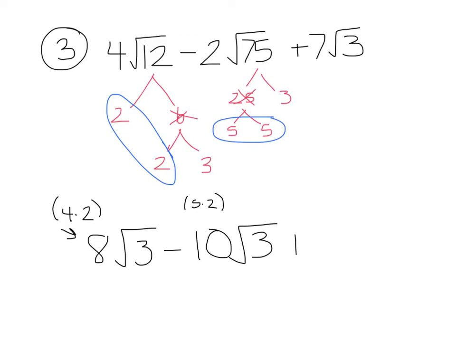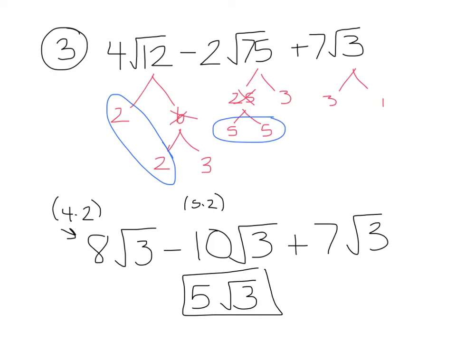Okay? Then, plus 3 doesn't break down. 3 just breaks down into 3 times 1, so there's nothing you can do with that. There's no pairs, so we leave it as 7 square root of 3. Okay, now if you look, all of our square roots are exactly the same, so we can combine our like terms. So we have 8 minus 10 gives us negative 2, and then plus 7 gives us a positive 5 square root of 3. Okay, so for that last step, I just took 8 minus 10 plus 7 to give us 5. And that's how I got the 5 square root of 3.